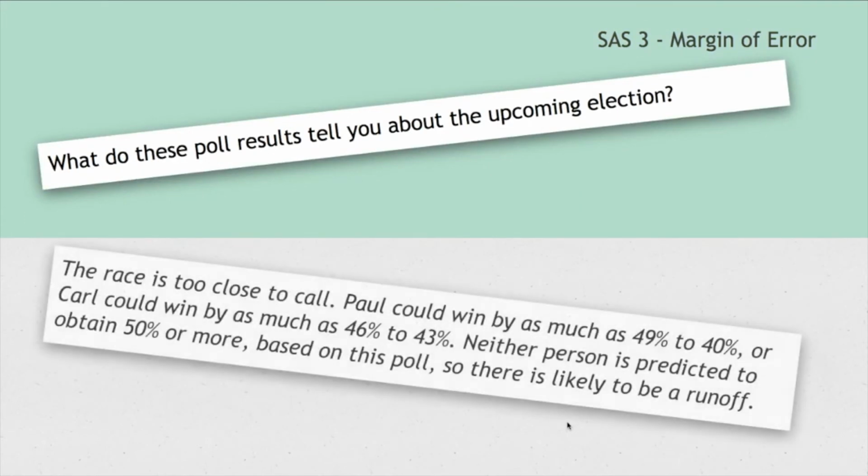So if you think about it, the race is too close to call. Paul can win by as much as 49% to 40%, or Carl can win by as much as 46% to 43%. Neither person is predicted to obtain 50% or more based on this poll, so there's likely to be a runoff, depending on the actual election results.